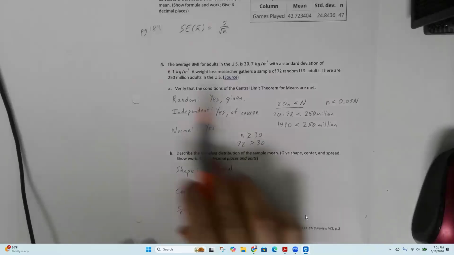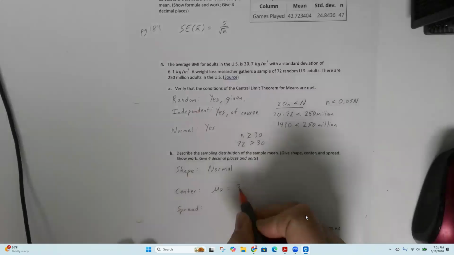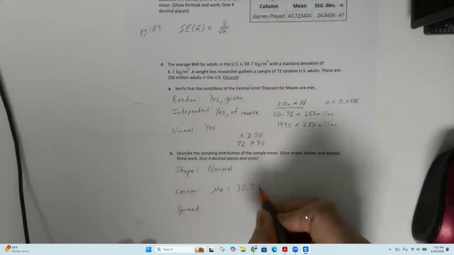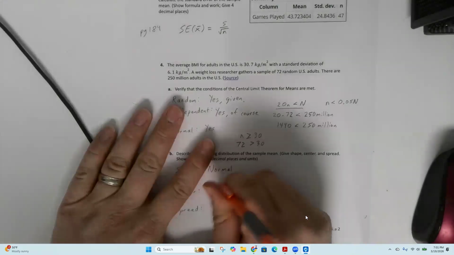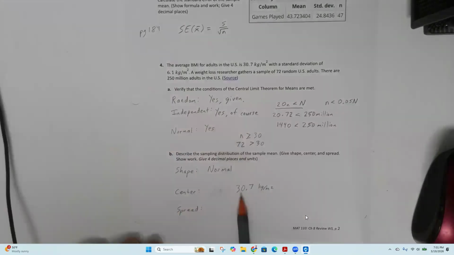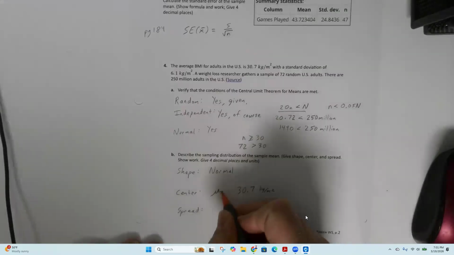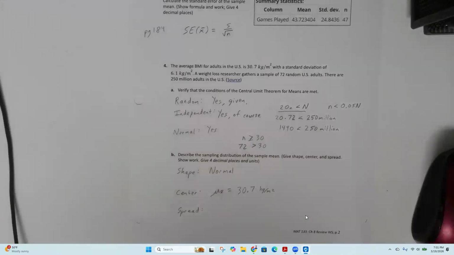So all you have to do here is write out what the center is. What was the mean? The mean was 30.7 kilograms per meter squared. And you don't even necessarily need to write this; you can just say the center is the mean, if you find this mu sub x bar thing confusing.